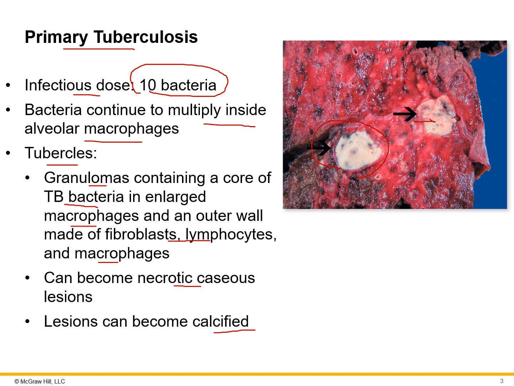Let me get a different color. That's what we're seeing here, some of these calcified lesions of these granulomas, which are just clusters of these macrophages because, again, they can't get rid of the bacteria and they're getting bigger because they're multiplying inside of them.